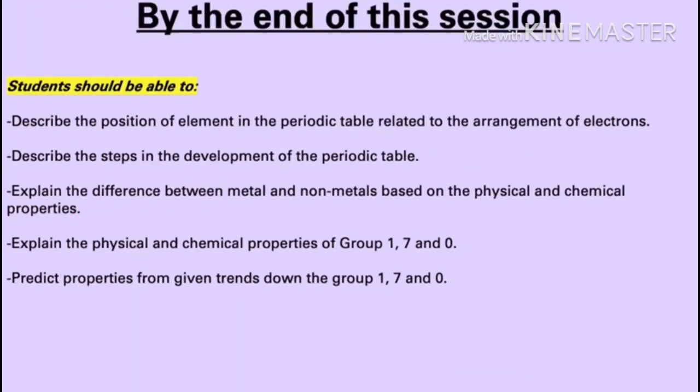By the end of this session, students should be able to describe the position of the element in the periodic table related to the arrangement of the electrons, describe the steps in the development of the periodic table, explain the difference between metals and non-metals based on the physical and chemical properties, explain the physical and chemical properties of Group 1, 7 and 0, and finally predict properties from given trends down Group 1, 7 and 0.